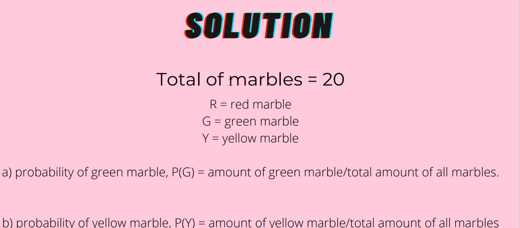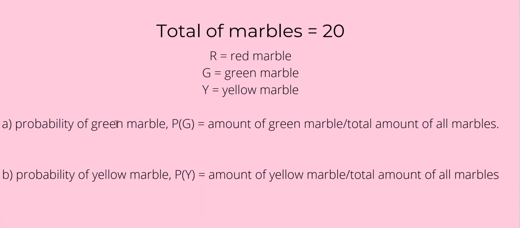First you need to know the total of the marbles, which is 20. Then you need to let, for example, red marble as R, green marble as G, and yellow marble as Y. After that, the question just now: the probability of green marble. We denote it as P(G), which means the probability of green marble. You can see how we write the probability: you need to put a P in front. So P(G) means the probability of the set G just now, and G is a green marble.